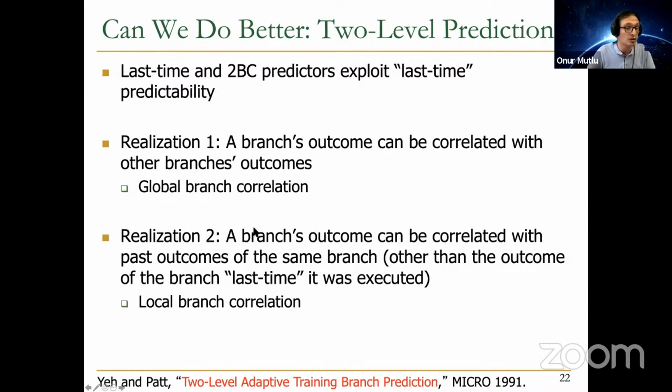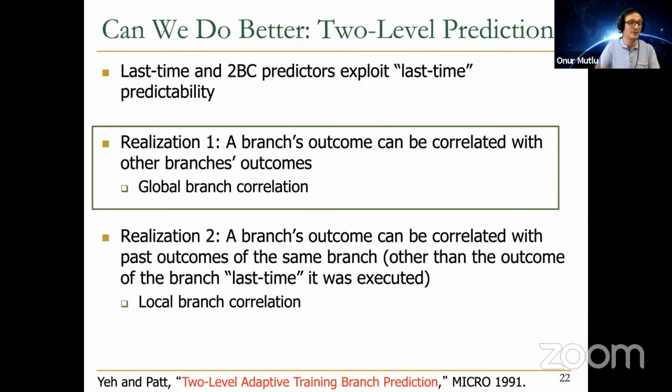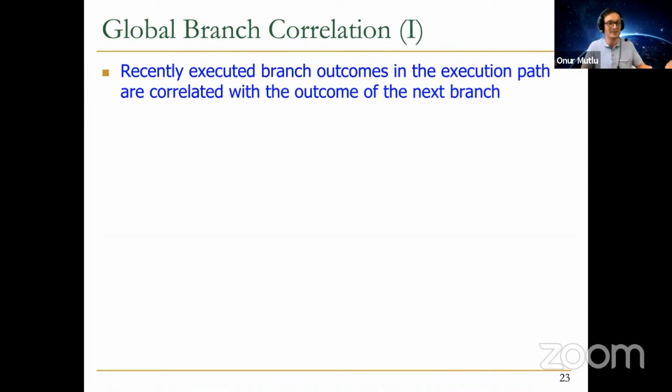This is called the local branch correlation. We're going to try to isolate the correlation within the instances of a branch. Okay, let's talk about the first one, because the first one is global and it's kind of surprising also. But as you understand the code, you will see that it's not that surprising because code behaves this way.